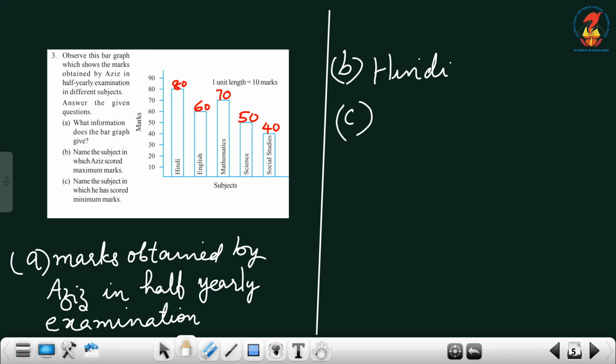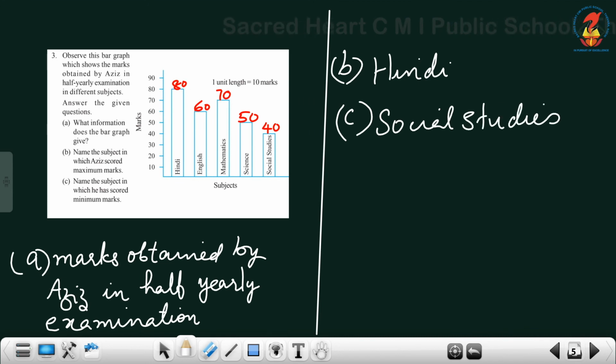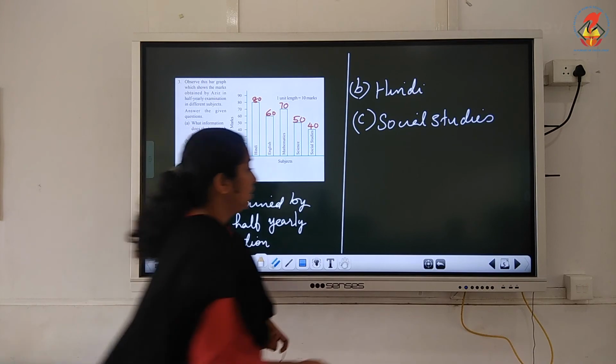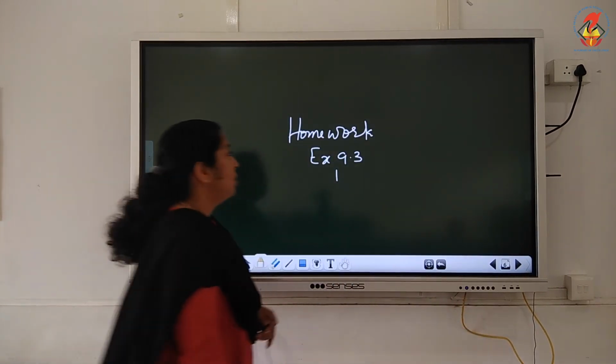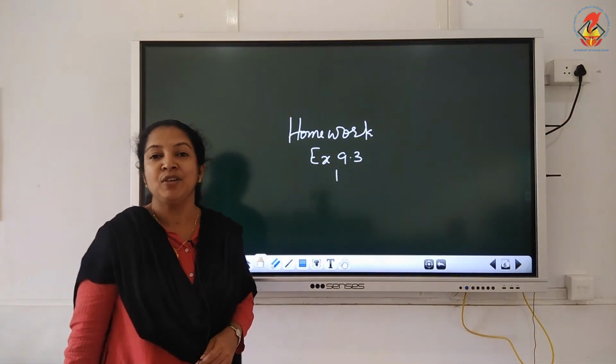Then C, name the subject in which he has scored minimum marks. Which is minimum in this? Social. So social studies. Then one homework exercise 9.3, first question.